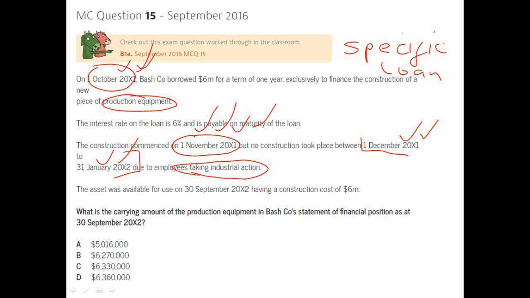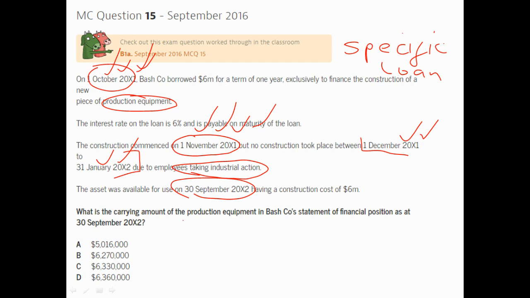The asset was available for use on 3rd September 2002, having a construction cost of 6 million. So it looks like our year is starting on 1 October and ending on 3rd September next year. It started on 1 October 2001, then the year is ending on 3rd September 2002. So the question is, what is the carrying amount of the production equipment in Bashco's Statement of Financial Position as of 3rd September 2002? So we have these options.